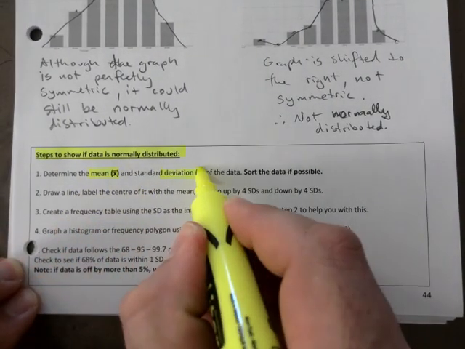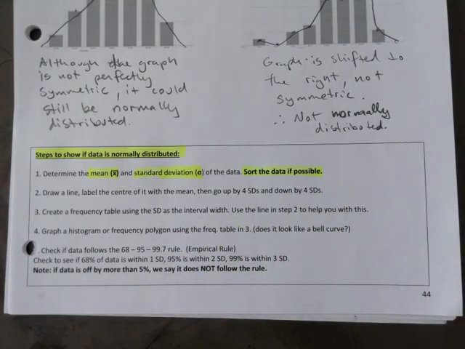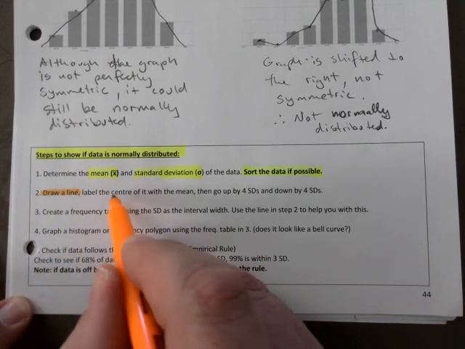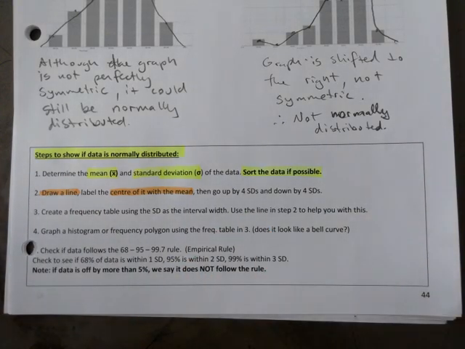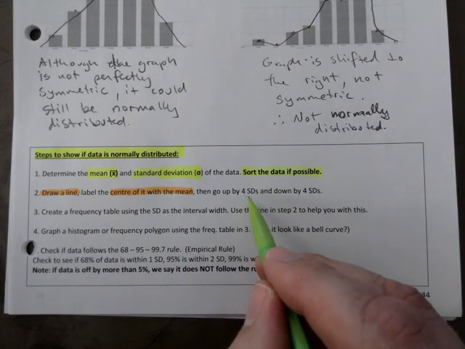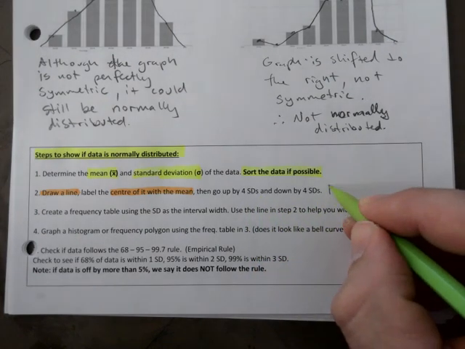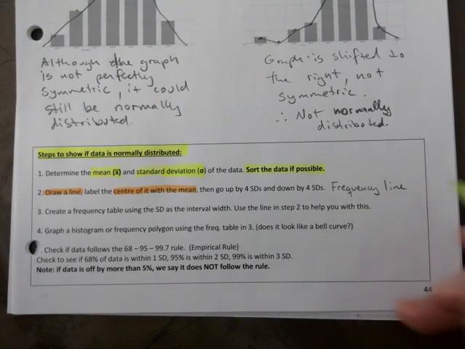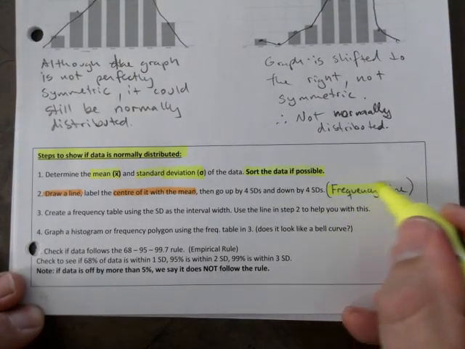Determine the mean and the standard deviation. Sort data if possible. This is something that I feel like is so much easier. Draw a line where the center is the mean and go up by 3 standard deviations. We're going to keep it at 4 standard deviations just to make sure we include everything. This is what I call a frequency line. Make a frequency line. That's the second step.